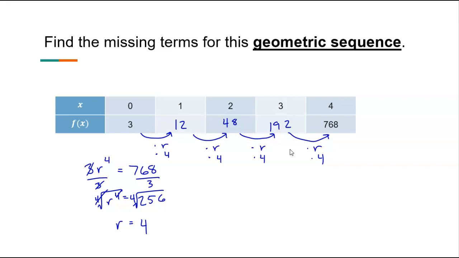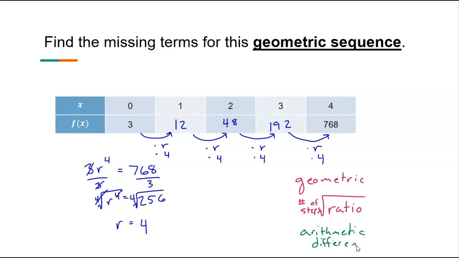So we can generalize that method that we just used for geometric sequences by doing the ratio of the two numbers rooted by the number of steps. Now, this is in contrast to the pattern we saw in arithmetic sequences, where, remember, we were doing the difference divided by the number of steps.